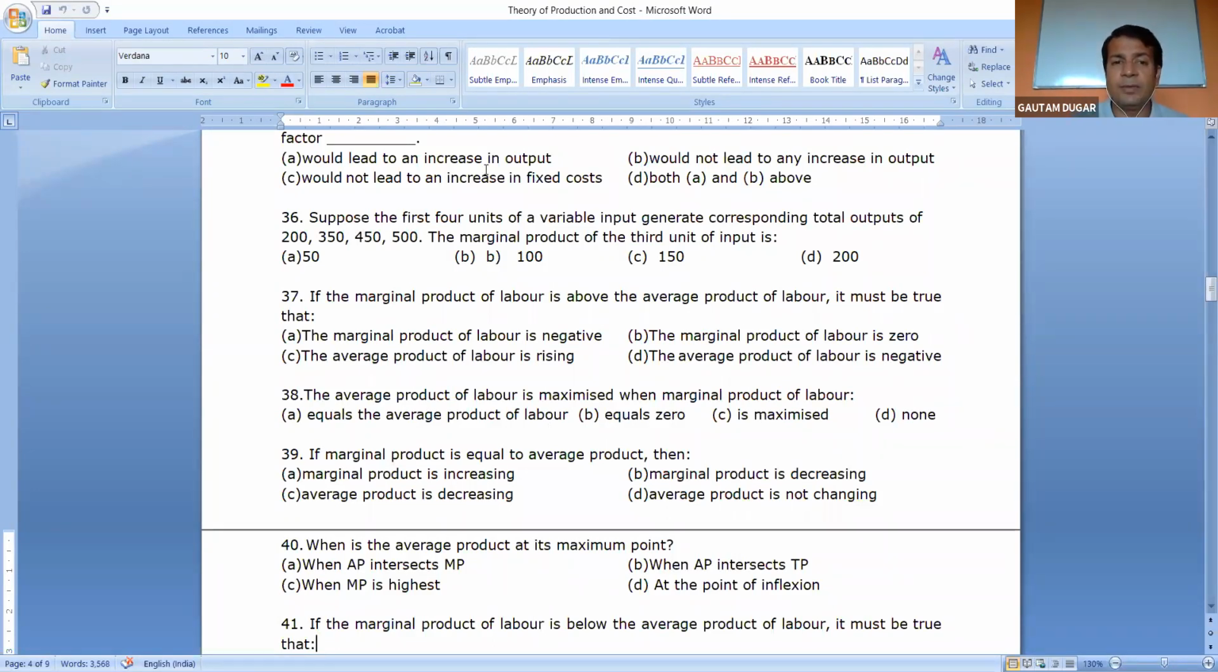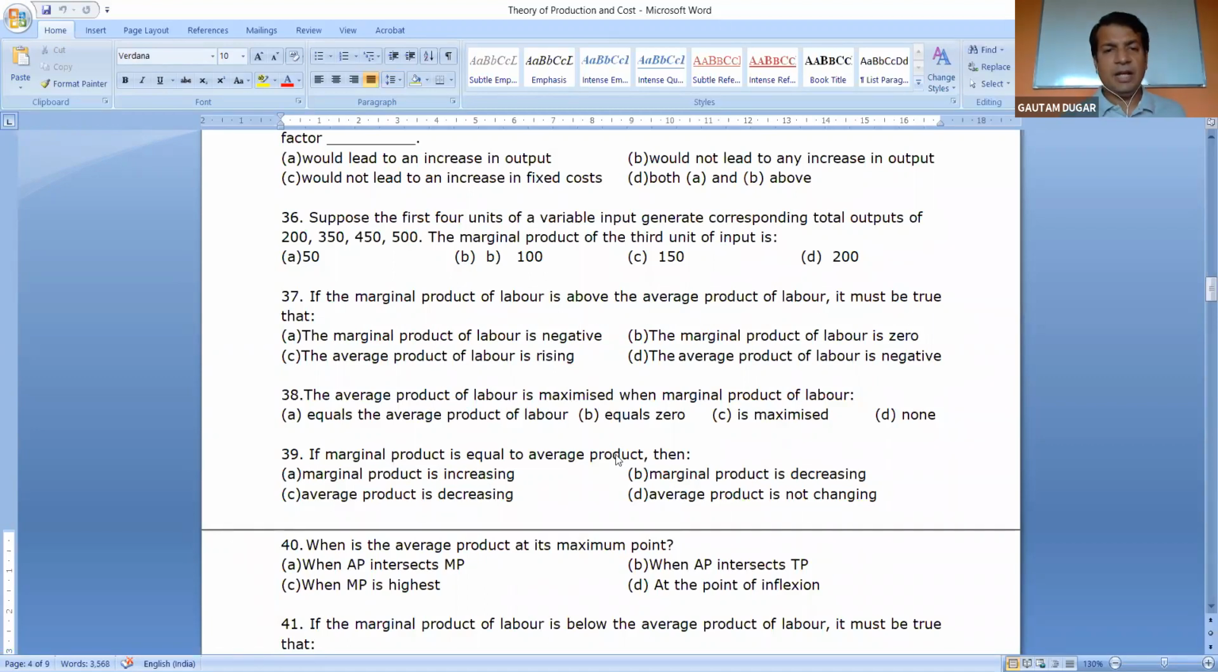What's the answer? Anyone? For 37, what should be the answer? Yes, that's right. C, not B. Albin, Shivani, how come you're saying B? It's C. Why? Because MP is above AP, and that is the first stage. And in the first stage, obviously, average product is rising. That is the right answer. The answer is C, as many of you said.